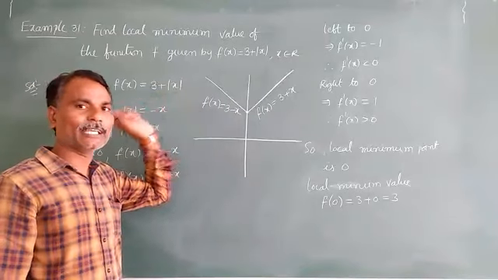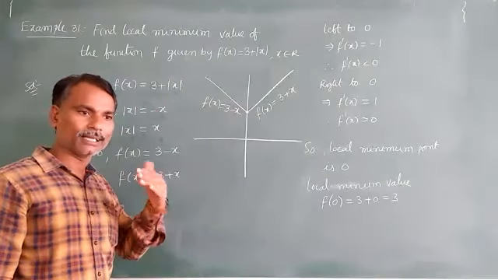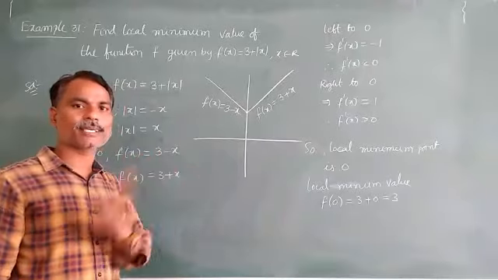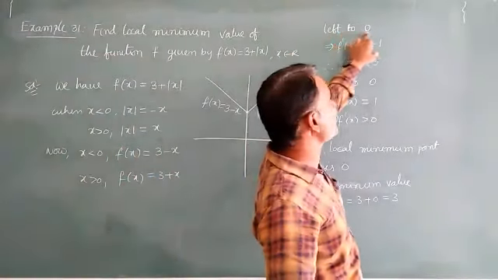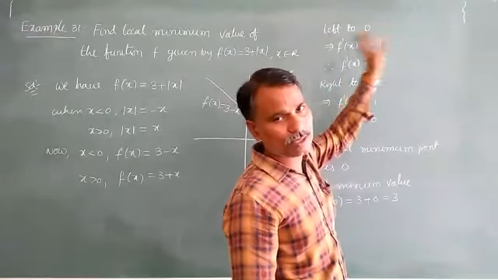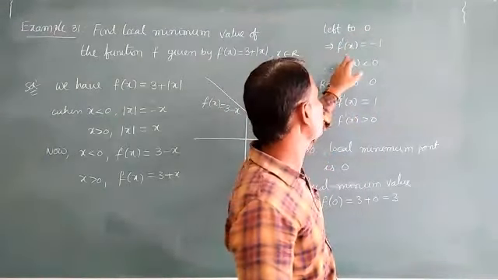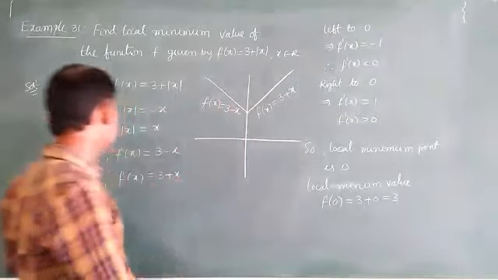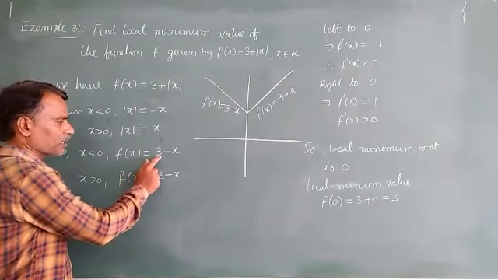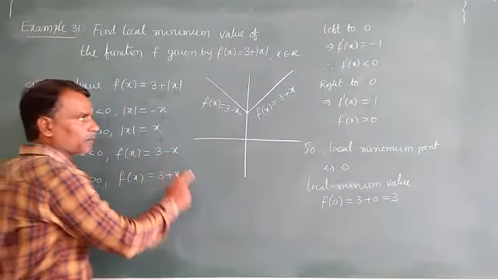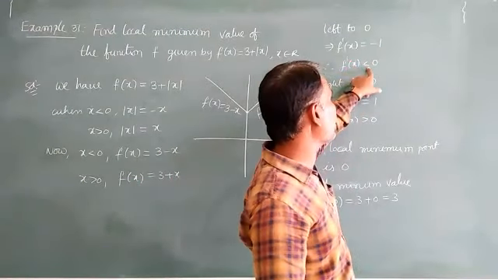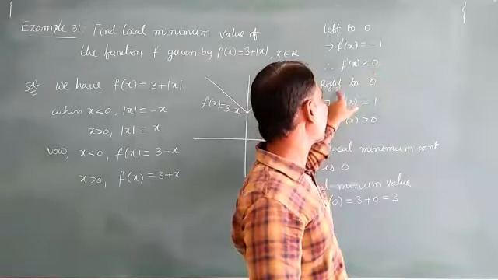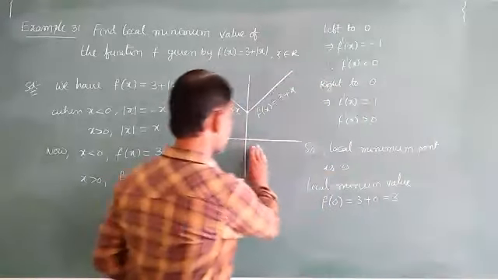If he has given a modulus function, consider x less than 0 and x greater than 0, which is sufficient. That's why I simply wrote left of 0, that means x less than 0. What will happen to f dash of x? Derivative of this function, the constant derivative, minus 1 will come. So minus comes. Minus means f dash of x is less than 0.